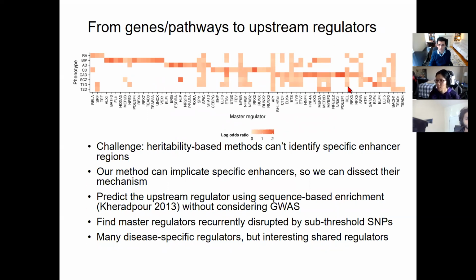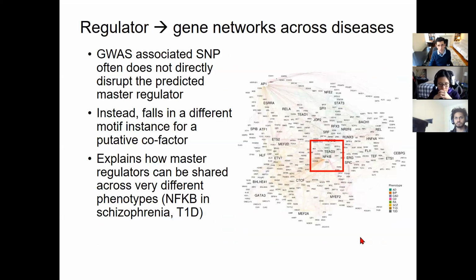And then you can even go to the upstream regulators. You can ask, from the set of genes that are enriched in coronary artery disease, can I find a set of co-regulated modules that are all downstream of the same upstream regulator? So you can start looking at these upstream regulators using sequence-based enrichment without actually considering the GWAS, and then find master regulators that are recurrently disrupted by subthreshold SNPs. And you find many disease-specific regulators and some interesting shared regulators. And you can now start building these networks of regulator to gene, and then asking how are the target genes of these regulators consistently linked to the same set of genetic variants associated with the same phenotype.